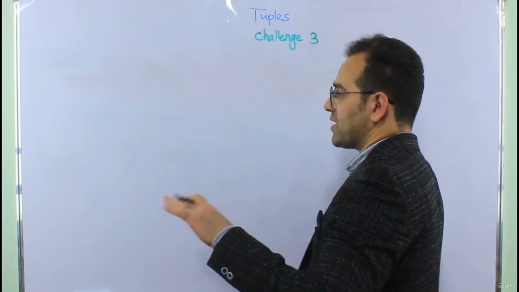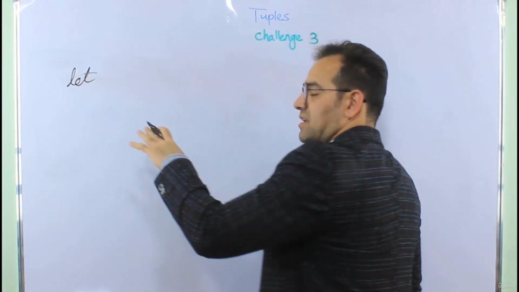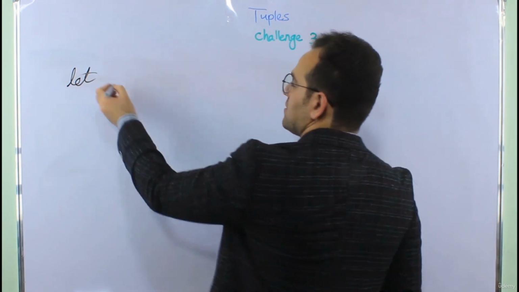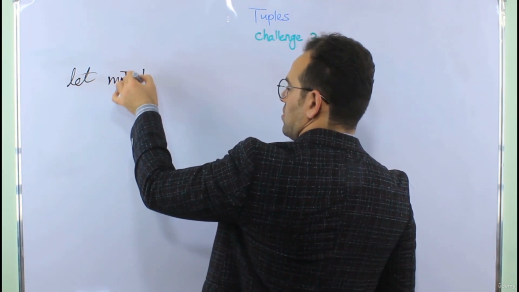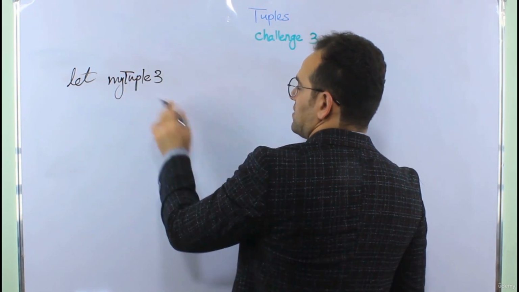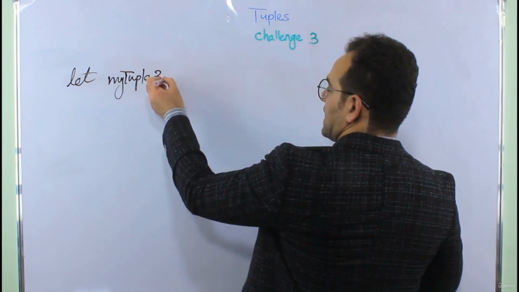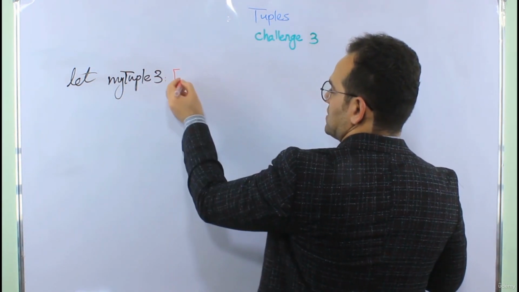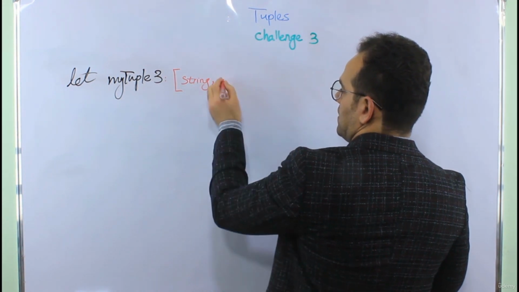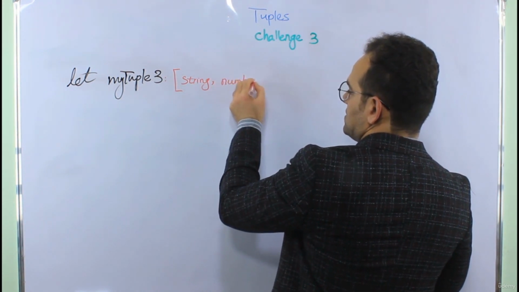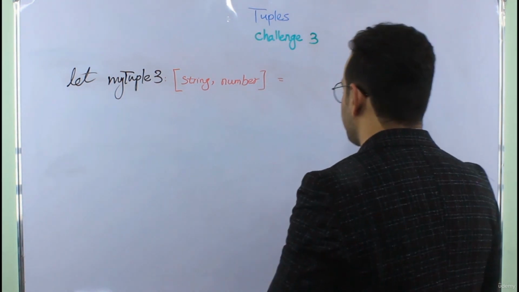I'm going to create a string and number type. So this is going to be my tuple 3. And then we need to type annotate this. Let's do that. We want to create a number type and a string type. So a string, comma, a number. This is going to give us a string and number type tuple.